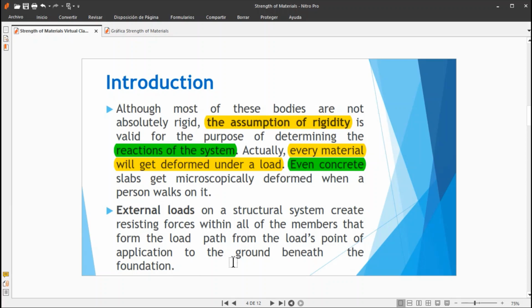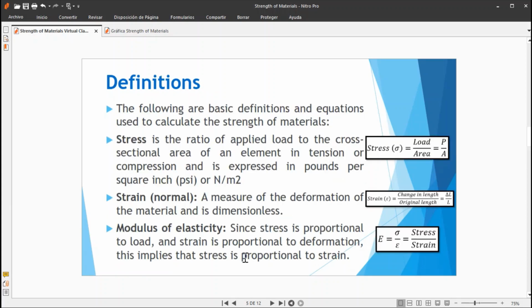There will always be, for example, if you step on a ledge outside a window, you are the external load, and you are going to create resisting forces. These are like the little reactions within the structural member, okay? That's the logic. Let's continue. Now, these definitions are very important, and we have to learn the way in which we are going to calculate them. We are going to learn the basics in this part, and then we're going to extend the application in another way. So it says, the following are basic definitions and equations used to calculate the strength of materials.